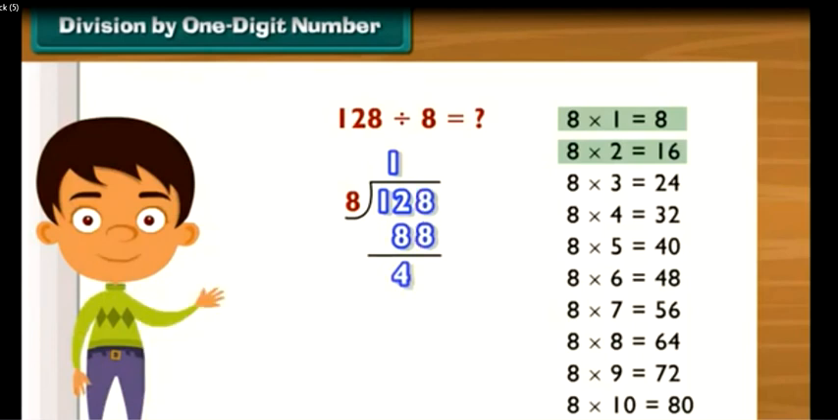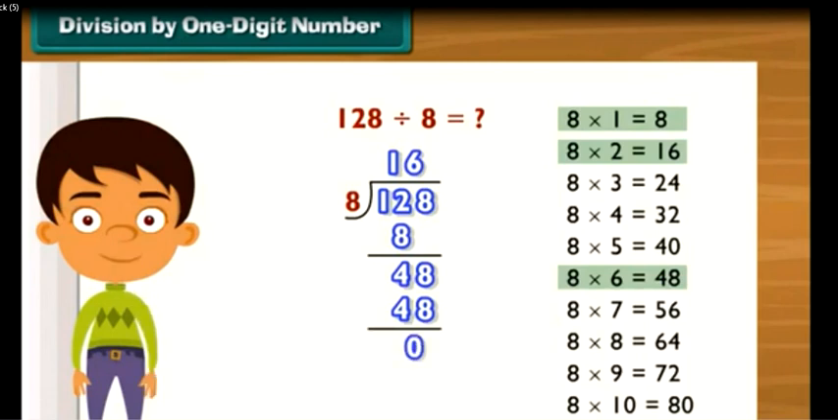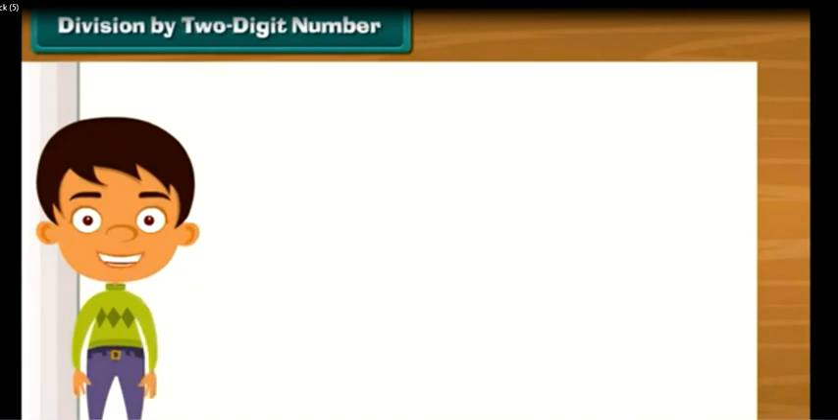Drag 8 down to form 48. Now divide 48 by 8. 8 sixes are 48. Write 6 above 128 next to 1. Subtract 48 from 48. The answer is 0. So, 128 divided by 8 is 16. The division leaves no remainder. Division by two-digit number.